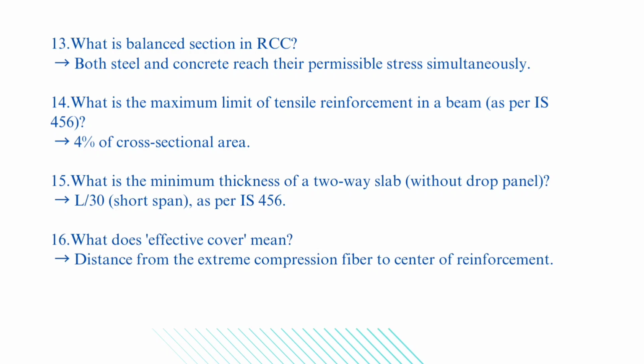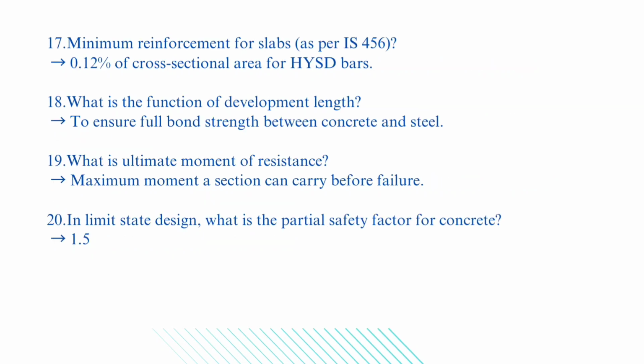The next, what is effective cover? And the answer is, the distance from the extreme compression fiber to the center of the reinforcement is nothing but the effective cover. Now the next is minimum reinforcement for slabs according to IS 456, and the answer is, the minimum reinforcement for slabs according to IS 456 for HYSD bar is 0.12% of cross-sectional area.